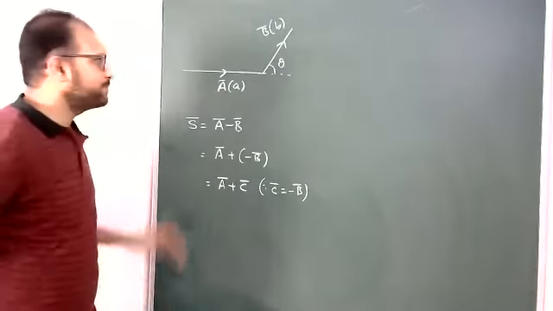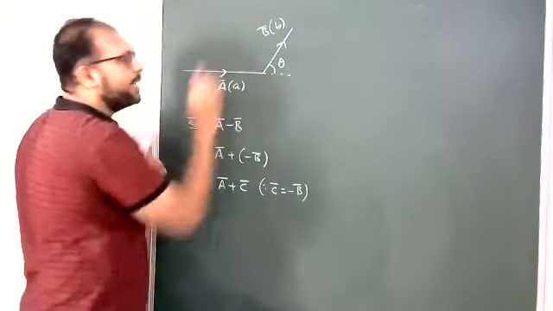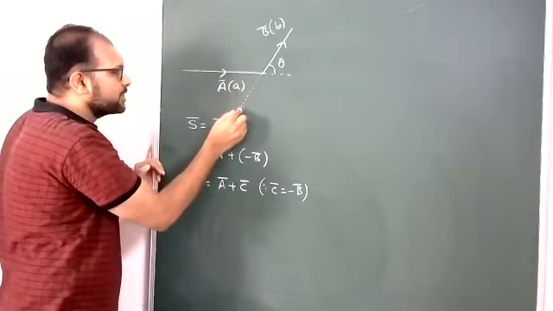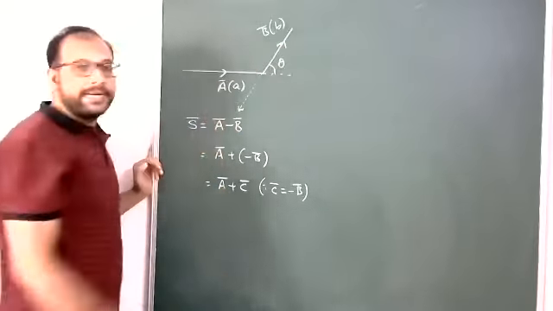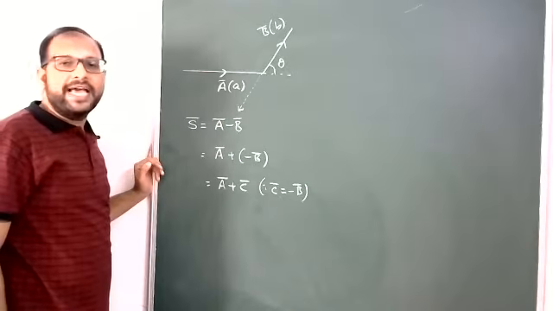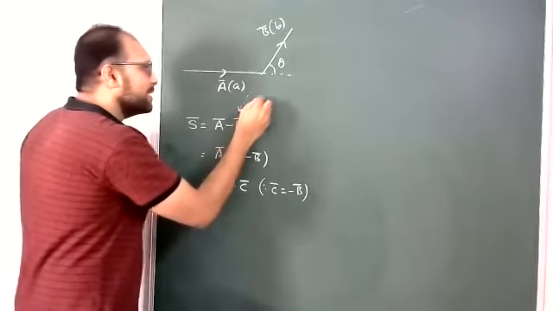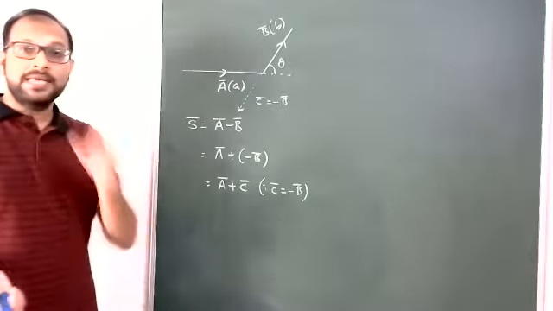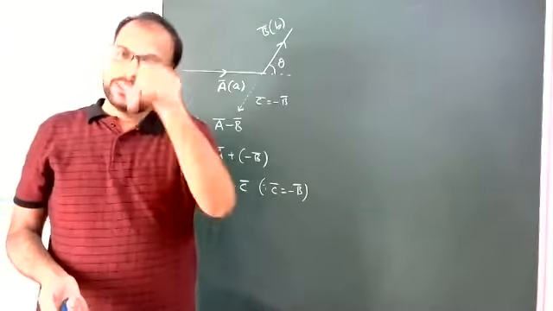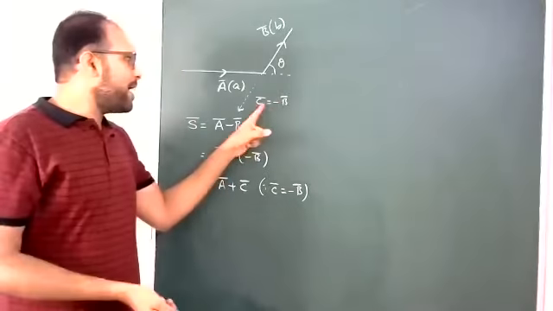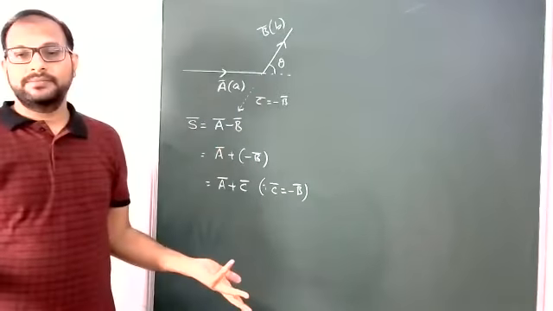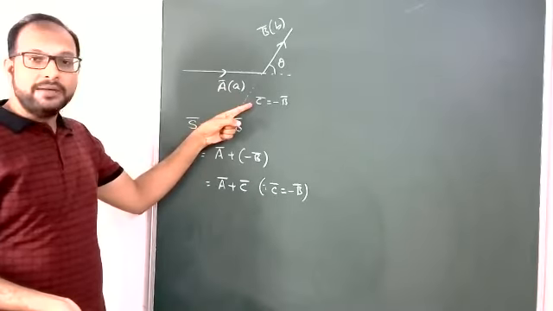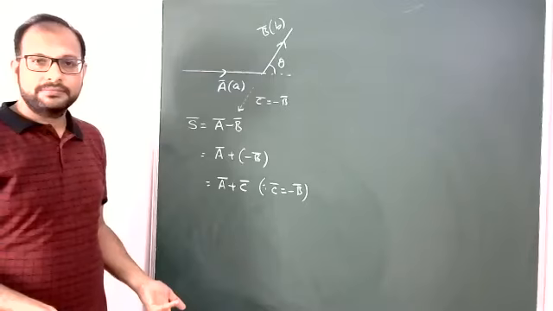Okay, just wait. Students, B bar means exactly opposite: same magnitude but opposite direction. This is C bar equal to minus B bar that I am taking. Means C bar magnitude is also B, but C bar direction is opposite to B bar. Now the vector addition of A bar and C bar is nothing but our answer.